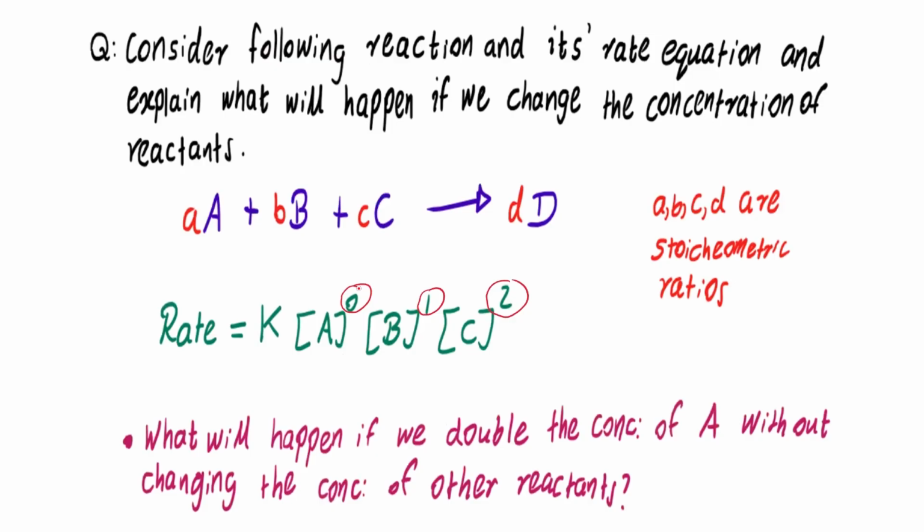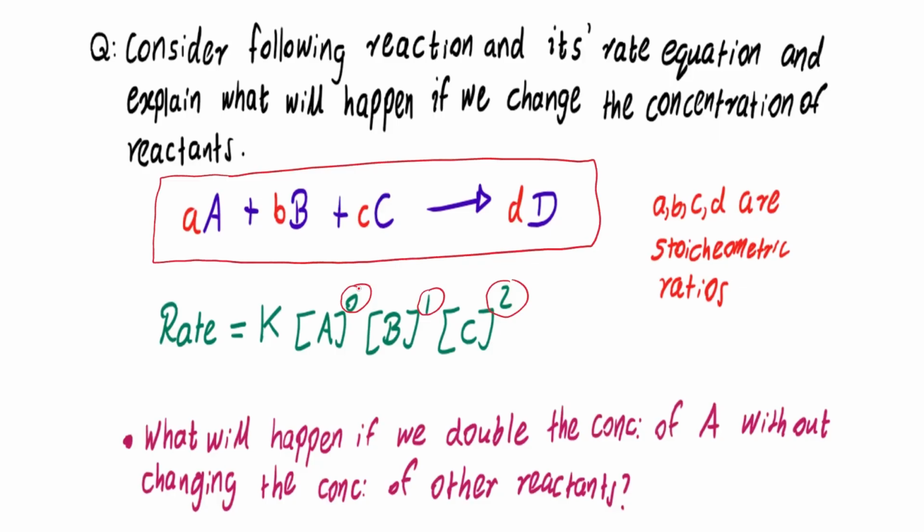They say consider the following reaction and its rate equation. Now we have the reaction A reacts with B plus C gives you D, and these letters A, B, C, D are the molar ratios. Now the rate law says rate equals the rate constant times the concentration of the first reactant to the power of its order. They have found the order, which is 0. How are we going to find this order? That's what we are going to do in this question. Times the concentration of the second reactant to the power 1. What is the order with respect to B? Times the concentration of the third reactant to the power 2. So these 0, 1 and 2, we call them orders.